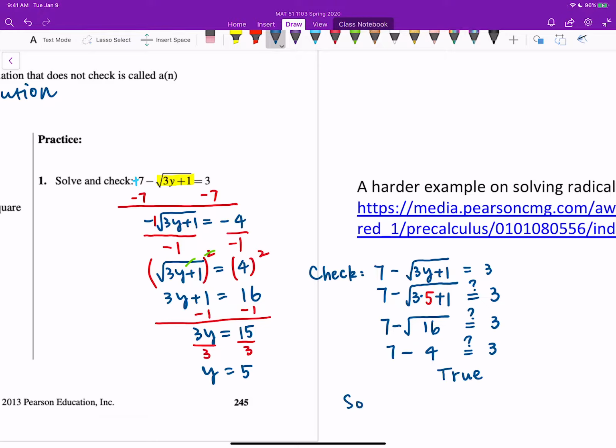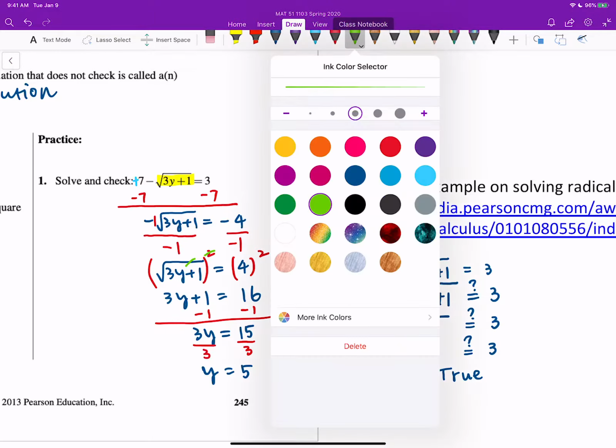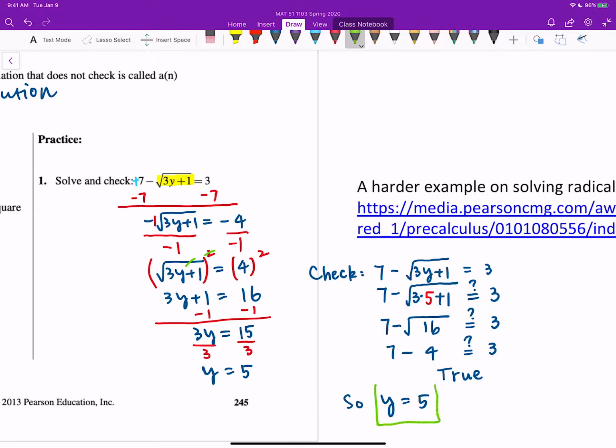So you could conclude that our solution is correct. Y equals 5, and you could box your final solution for this one. Just make sure that you check your solution. It's part of the work that you need to show for solving radical equations.